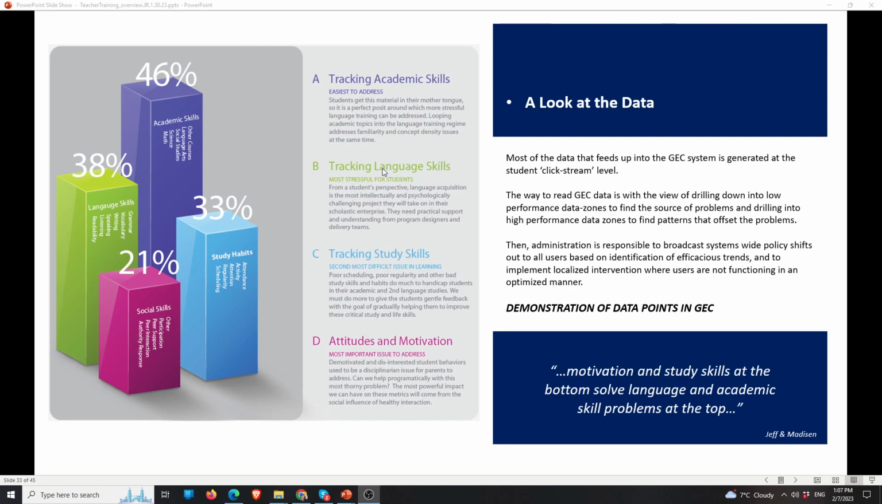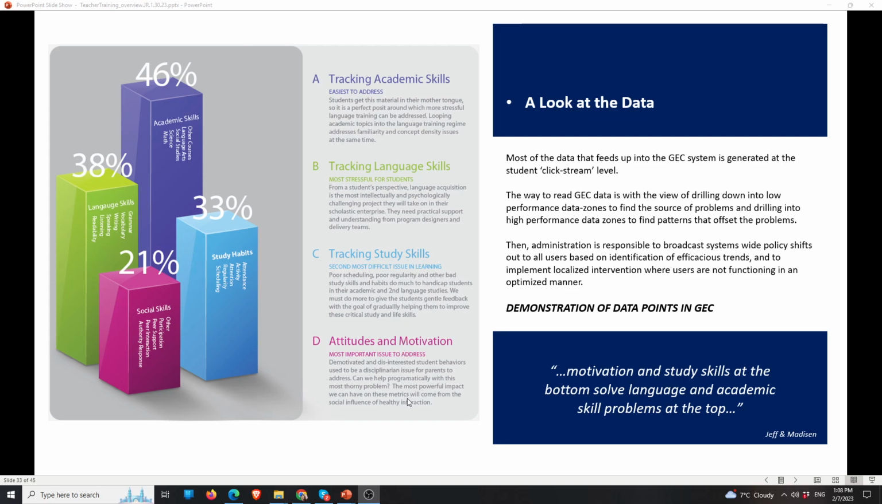Now, even more foundational is C down here, study skills. If the students have poor study habits, then that's going to negatively impact their language uptake, right? And that in turn will negatively impact their academic skills. So in this case, study skills are more foundational than language skills. And the final step in this analysis here is that attitudes and motivations are even more fundamental than study skills.